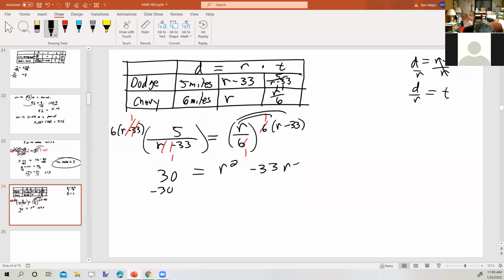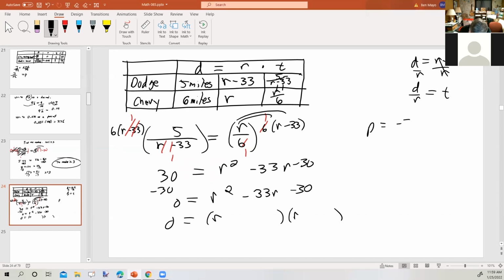So subtract 30. I get 0 equals r squared minus 33r minus 30. I don't think that factors. So you've got product is negative 30, sum is negative 33. So negative 30 and 1, negative, nope, I'm going to pause it again.